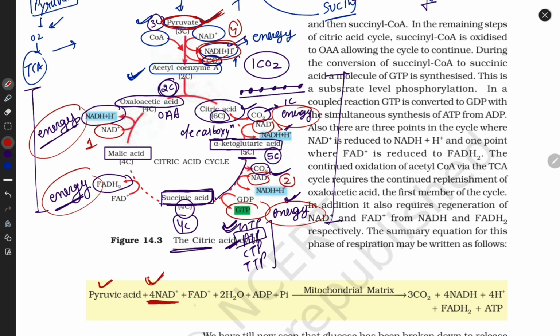Yes, we use FAD plus. Yes, we also use some water molecules, but these steps are not present here. Here we got water molecule, some ADP and Pi. We can also write GDP plus Pi. Don't panic, guys. And this TCA cycle, where does it occur?